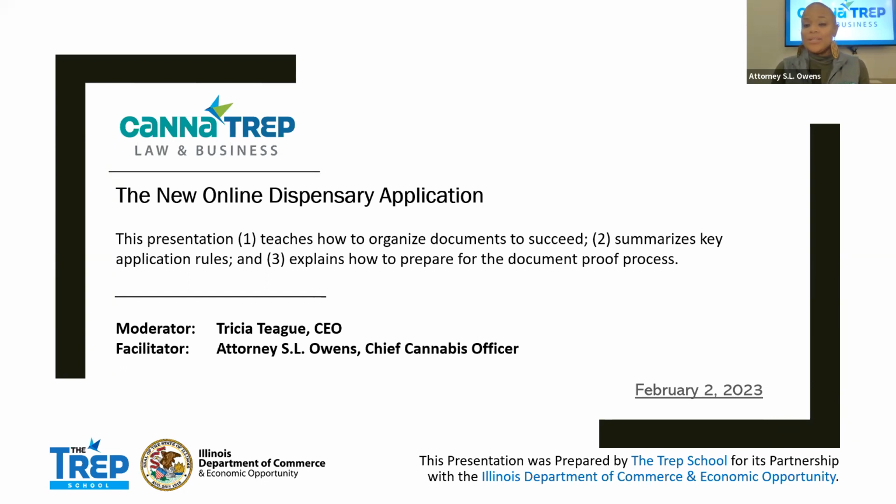The new online dispensary application process. So we have three main goals tonight in this presentation. First, we're going to teach you how to organize documents to succeed throughout this application process. Second, we're going to summarize some of the key application rules, hopefully to help you not get tripped up by them throughout the application cycle. And then third, we are going to explain how to prepare for the document proof process so that you can put your best foot forward.